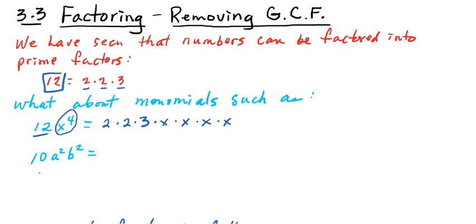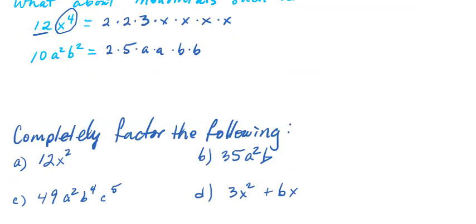What about 10a squared b squared? How do I show that as prime factors? Well, we have 2 times 5 times a times a times b times b, two a's multiplied together and two b's multiplied together. So the first step in factoring monomials and factoring polynomials is to notice and understand that this is what we're looking at. So we can take a look at monomials and completely factor them.